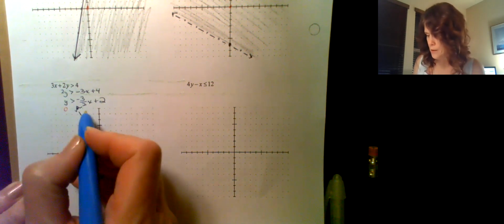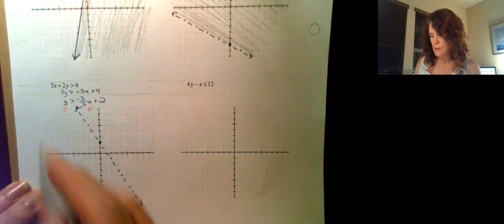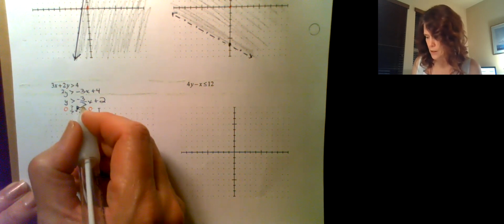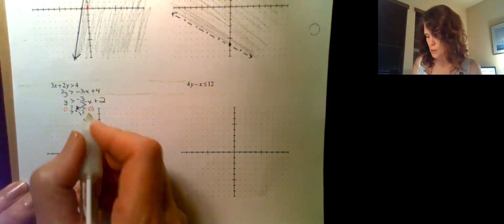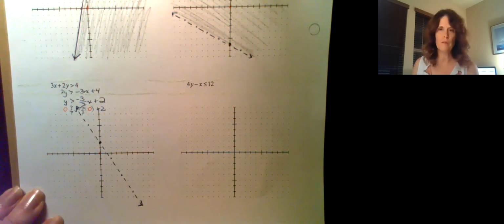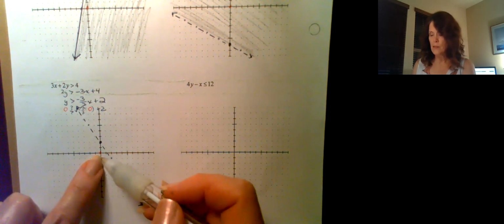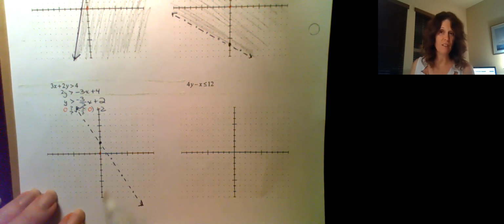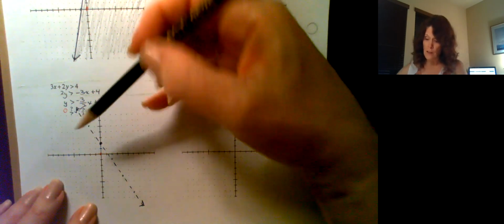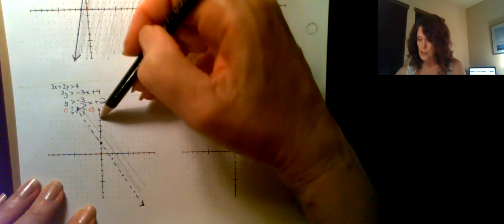If I put 0 here and 0 here, will it be greater than? So -3 over 2 times 0, again, is just going to be 0. And then I'm left with 2. Is 0 greater than 2? No, it's not. So this test point has just failed to satisfy it. So it is not a solution. I have to shade on the other side of this line, this region.